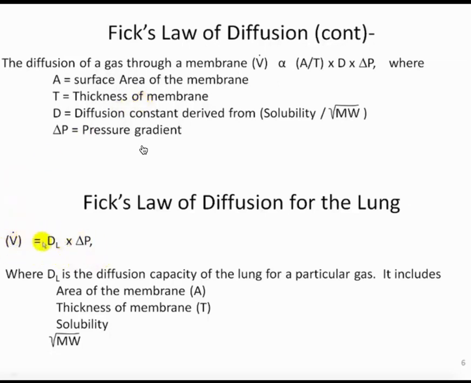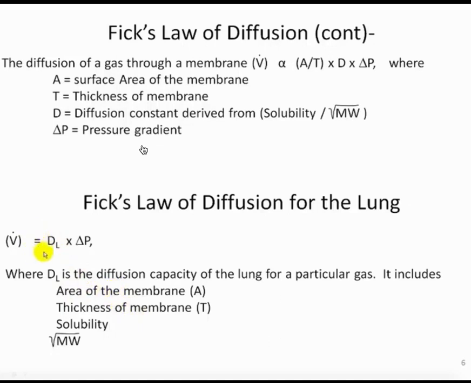So for clinical purposes, Fick's law of diffusion gets represented as flow equals DL times delta P. And DL is the diffusion capacity of the lung for a particular gas. It includes the area of the membrane, the thickness of the membrane, the solubility, and the square root of the molecular weight. So basically A, T, and D all get lumped into DL. As I indicated a second ago, keep in mind that both solubility and the size don't change. So what you're really considering are changes either in area, such as a decrease in surface area, or an increase in the thickness of the membrane.